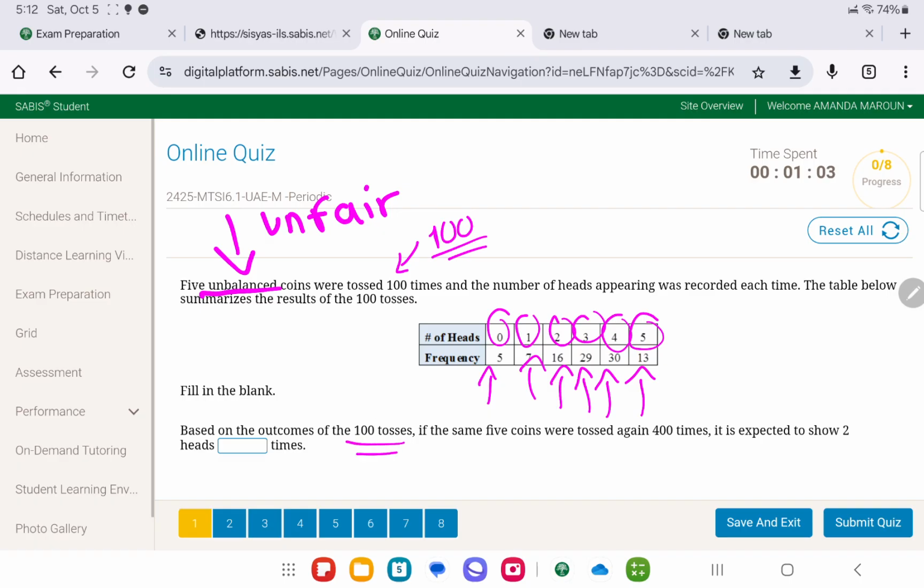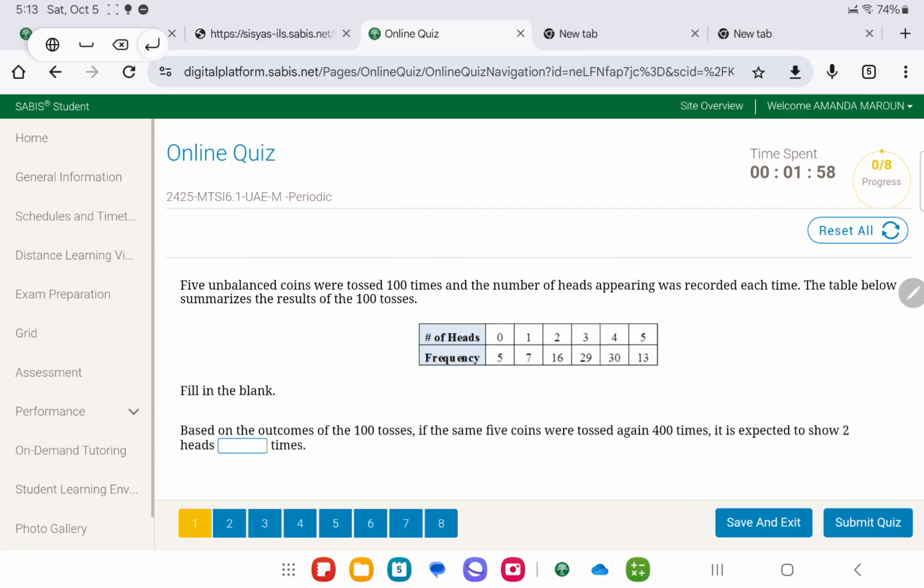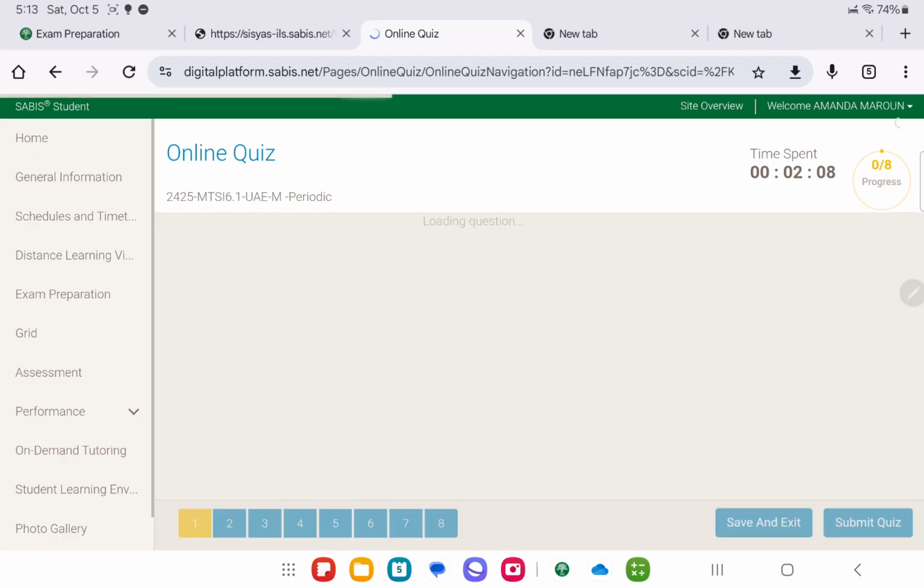Based on the outcomes of the 100 tosses, if the same 5 coins were tossed again 400 times, it's expected to show 2 heads how many times? What we can do is take 400, the number of times it's tossed, and multiply it by the probability of getting 2. What's the probability of getting 2? It is 16 out of the number of tosses, which is 100. So it will be 400 times 16 out of 100, which gives us 64. So we will be expected to see 64 times if we tossed it 400 times.